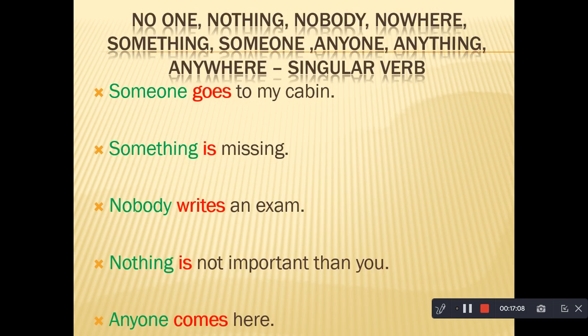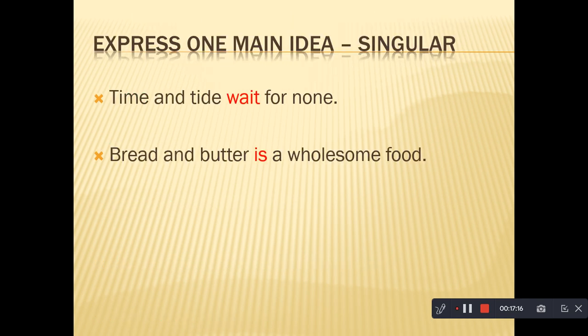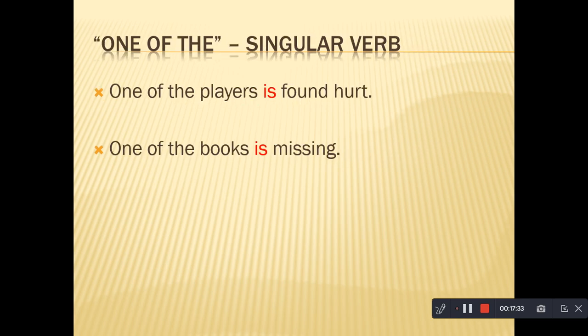Next, a sentence beginning with no one, nothing, nobody, nowhere, something, someone, anyone, anything takes the singular form of the verb. Next, two things combined to express one main idea are treated as singular. The best example: bread and butter express an awesome food. So we treat it as singular, with a singular auxiliary and singular verb.